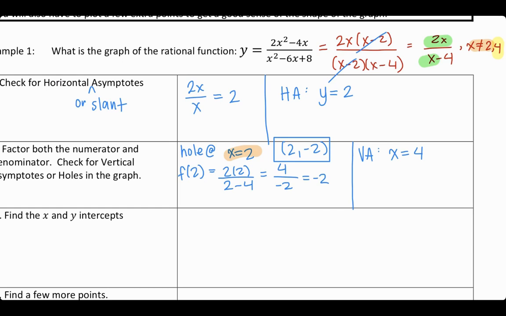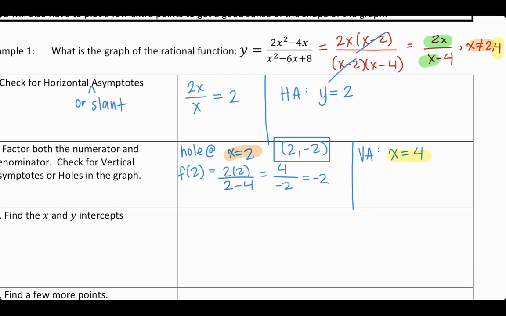So my horizontal asymptote is y equals 2 because the degree on top and bottom was the same. So we're essentially just dividing those two and seeing what we get. For the asymptotes and holes, I am looking to see where my discontinuities are. Removable gives me my hole. Non-removable gives me my asymptote.